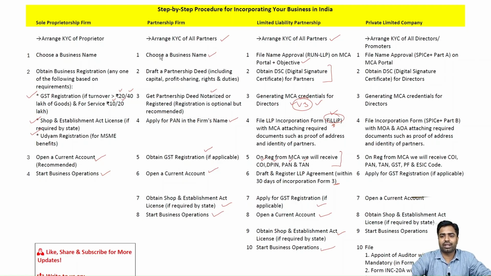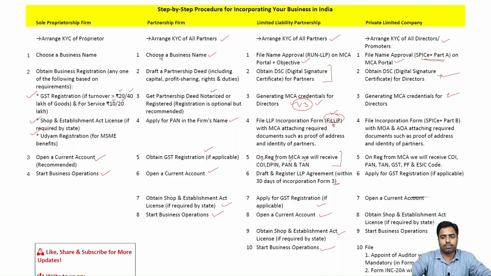Okay, let's talk about the private limited company now. You have to arrange all the KYC of the directors. Then you have to file a name approval application in the SPICe+ Part A form on the MCA portal, along with the objectives of the company, what business your company will undertake or can undertake in the future. Then meanwhile, the approval comes for the name reservation. You have to make sure that you get the digital signatures and MCA login credentials of all the promoters and directors. You have to create a profile and you will get login credentials.